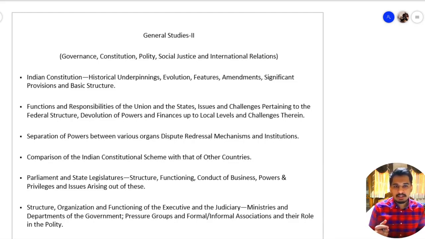First I will be discussing the syllabus and then I will tell you the various sources from where you can study GS Paper 2 in a brief and lucid manner. So let us begin. In General Studies Paper 2 we have Governance, Constitution, Polity, Social Justice and International Relations.